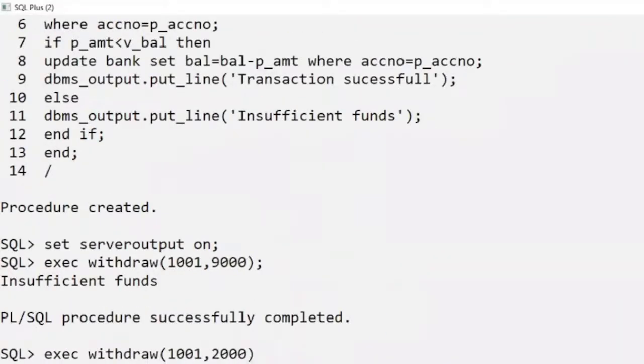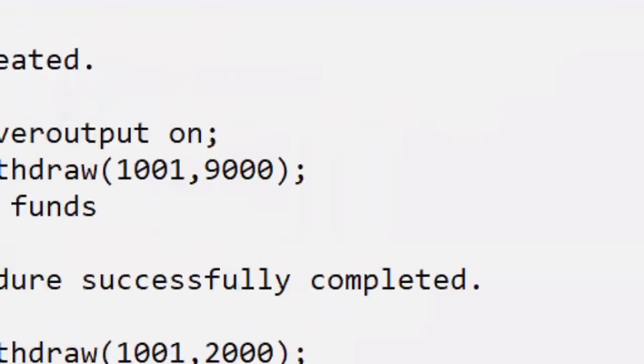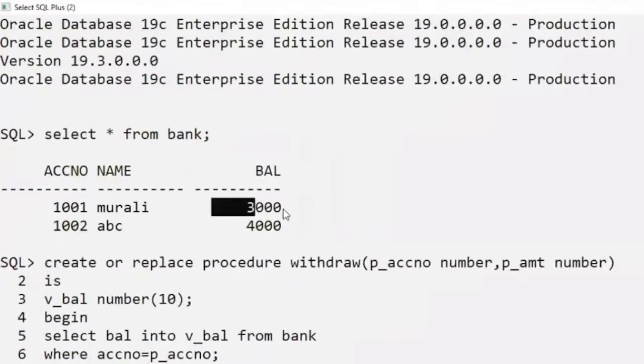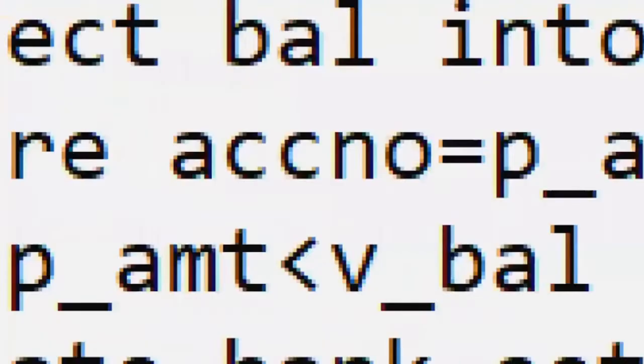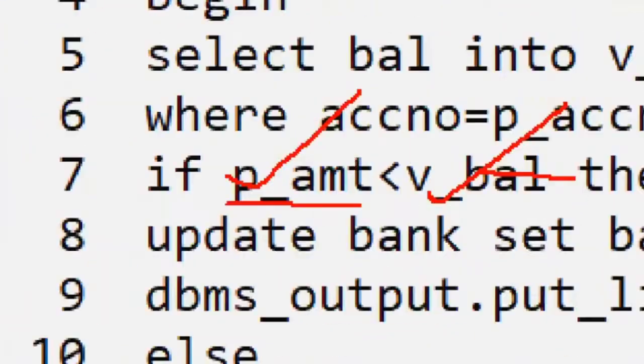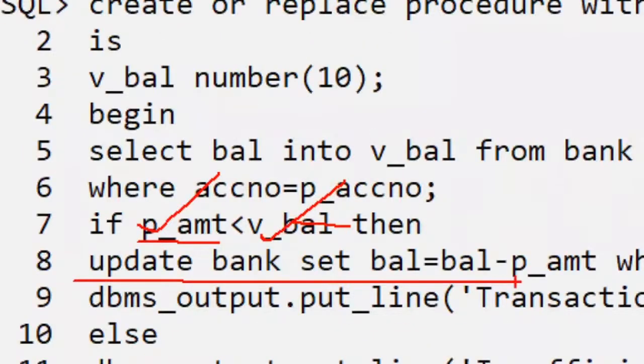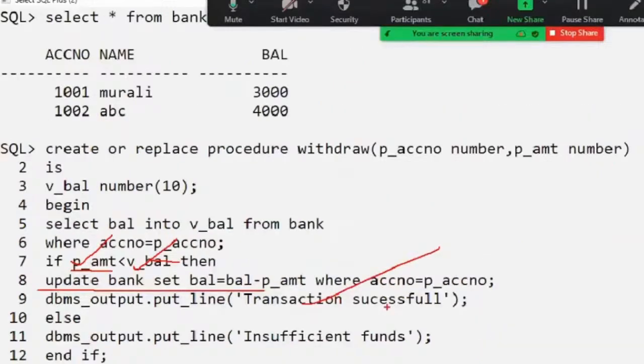Possible. Why? Because my balance is 3,000 and I try to withdraw only 2,000. So now, whenever the passed amount, 2,000, is less than the available balance, in this case 3,000, I am updating the bank table. Updating the bank means modifying that. Just the transaction is successful. Now, is it really correct?